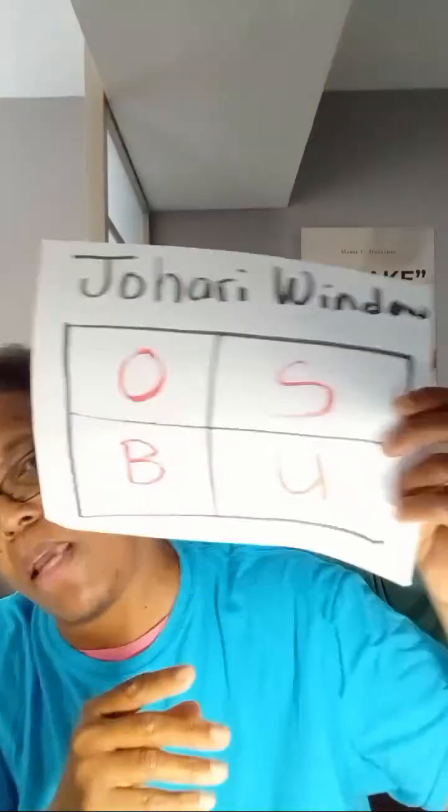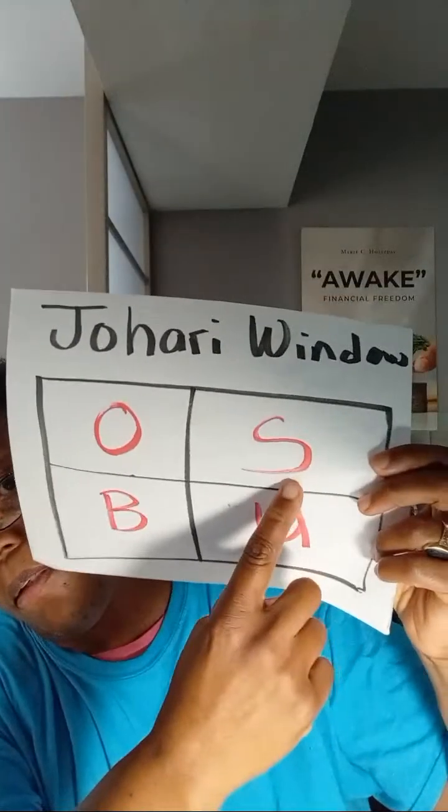And then we have the S area of the Johari window. The S area is the secret area of the Johari window. In the secret area is information that I only know about myself, but others do not know. That's why they call it secret. This is the type of information you're not going to post on your timeline on social media. So, information that can go in the secret area of the Johari window.